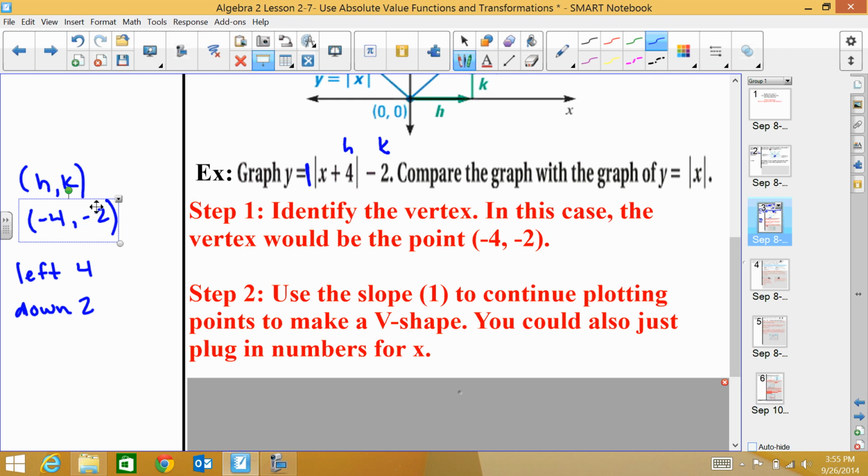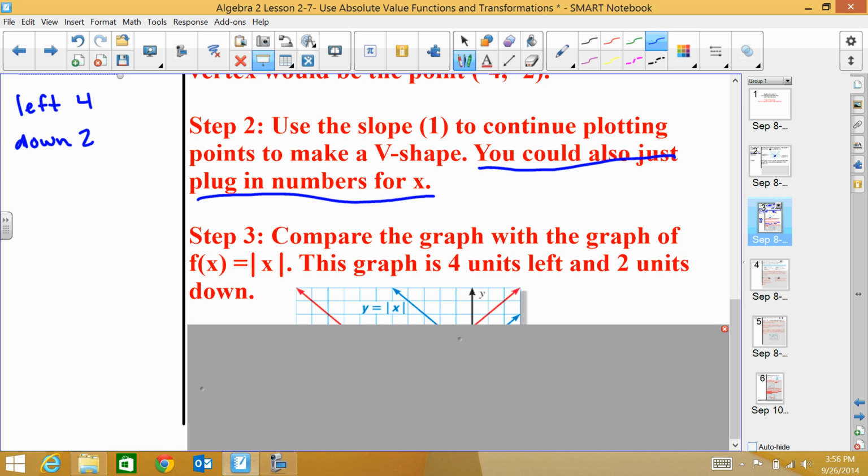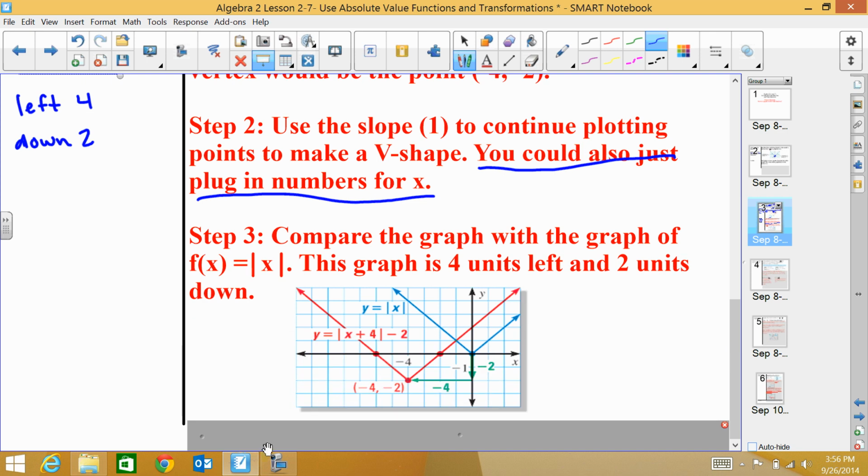So we are going to just go up 1 over 1 and make our V shape from the point negative 4, negative 2. You can also always just plug in numbers for x. If you don't know how to graph this, just plug in numbers for x and keep plotting your points and you'll see the V. If I was to graph this, I would start at the point negative 4, negative 2 right here. And then my slope is a 1, so I would go up 1 over 1, up 1 over 1, up 1 over 1. And then I would do the same thing to make my V shape. So then I end up with this red V right here.